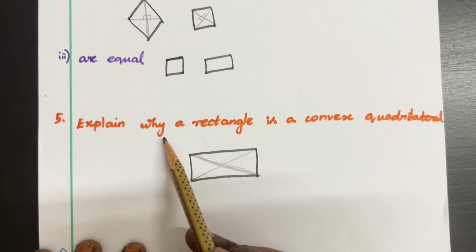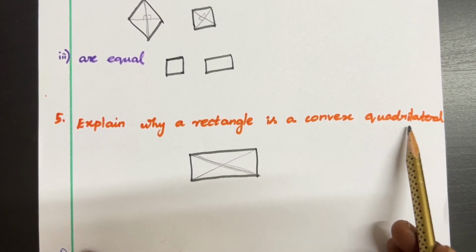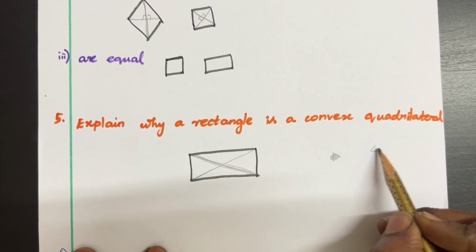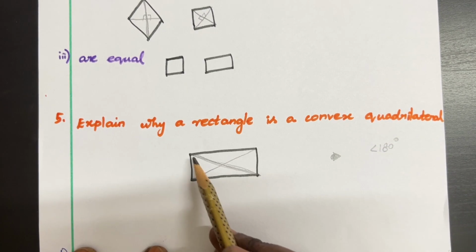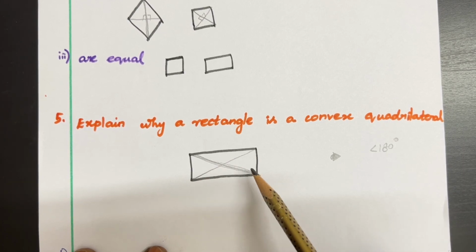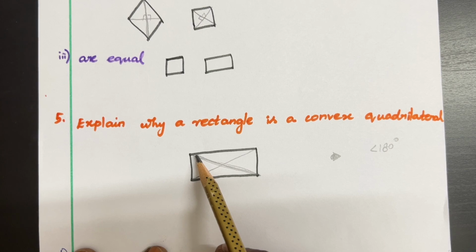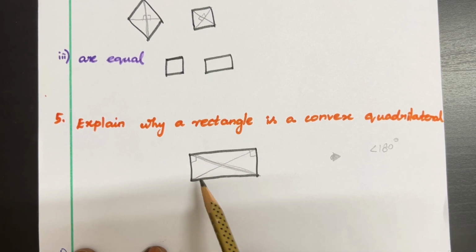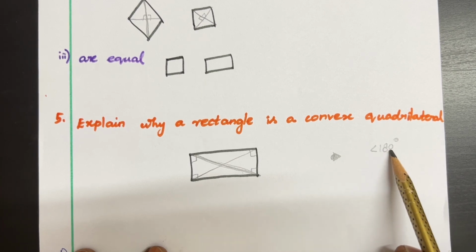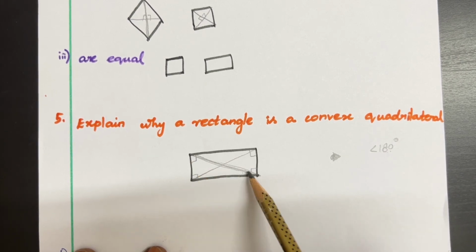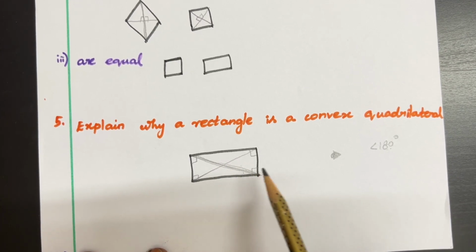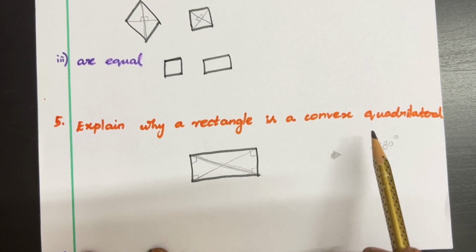Fifth question, explain why a rectangle is a convex quadrilateral. Convex quadrilateral means the interior angles must be less than 180 degrees. Also, all of its diagonals lie in the interior of the polygon. See here, for a rectangle, all the angles formed are 90 degrees. So, it satisfies this property. All the angles are less than 180 degrees. And it has two diagonals. They lie completely in the interior of the polygon. So, all rectangles are convex quadrilaterals.